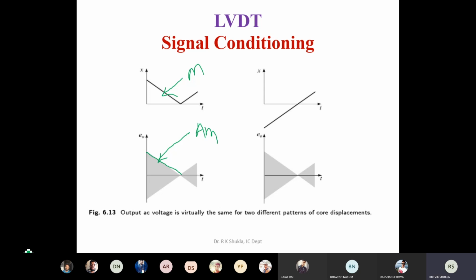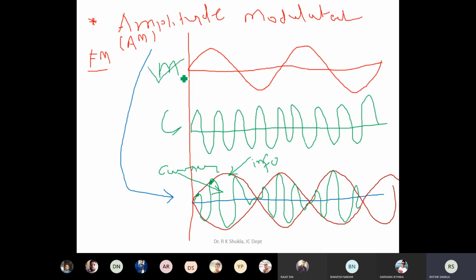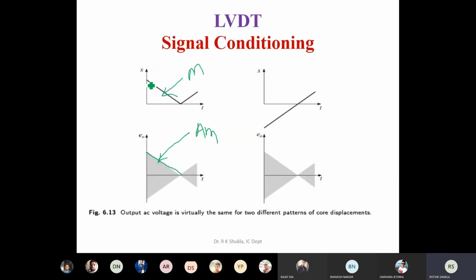Yes, anyone? What could be the carrier signal? If we talk about the same thing, modulating means the signal, what is it? This is the core movement. The movement of the LVDT core is your information, or the modulating signal. This is your output, that is the amplitude modulated output.